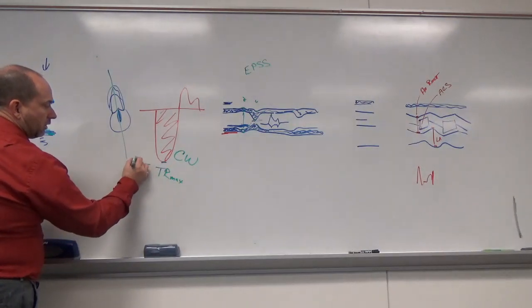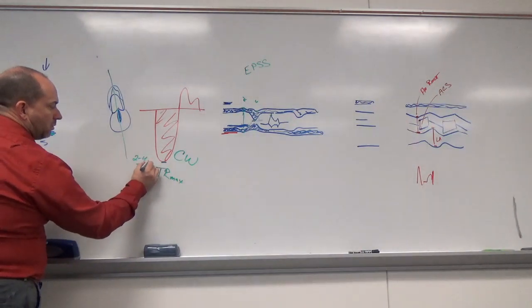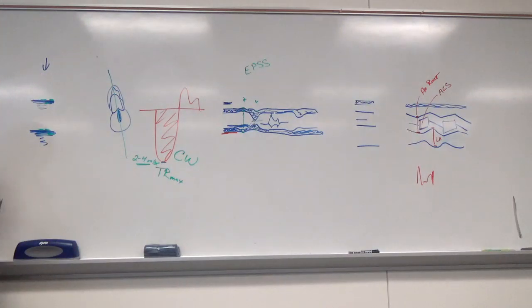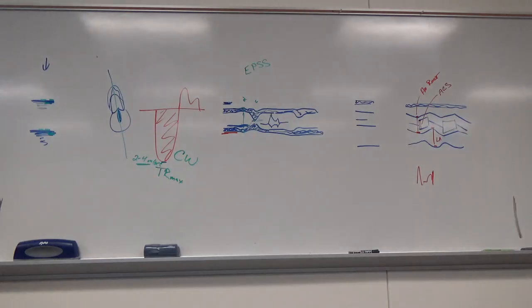Right. So this is about 2 to 4 meters per second, which is very fast. That's 200 to 400 centimeters per second. These are consistently that high. If you don't have your scale set right, you're going to completely miss this.